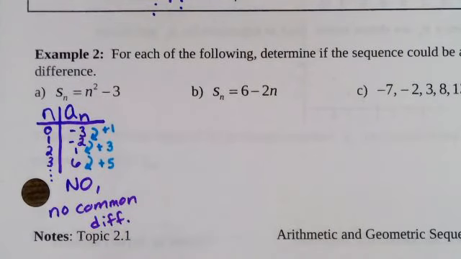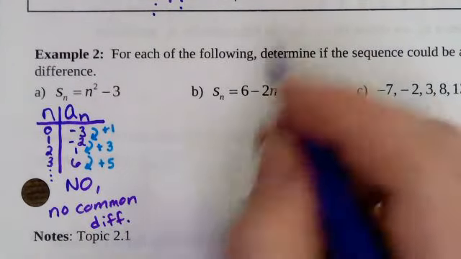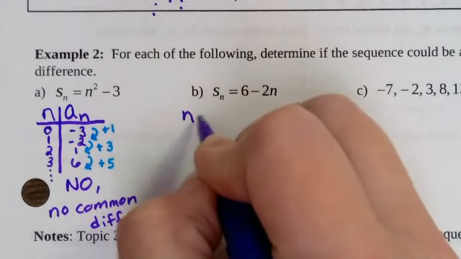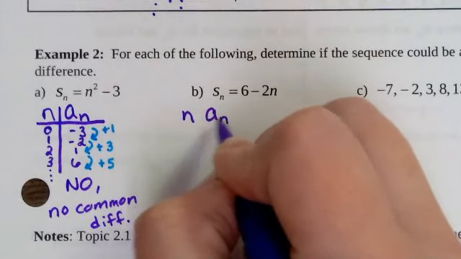Okay? Not arithmetic. All right, let's look at the next one. Now, some of y'all may be looking at this and say, yes, it's linear, therefore it's arithmetic. However, let's make sure that we have another good way to show it. N and A sub n.